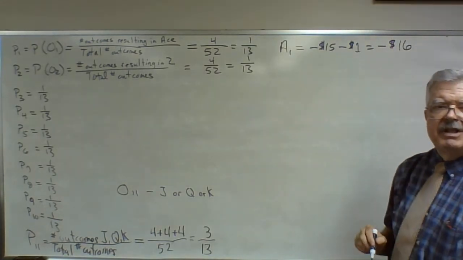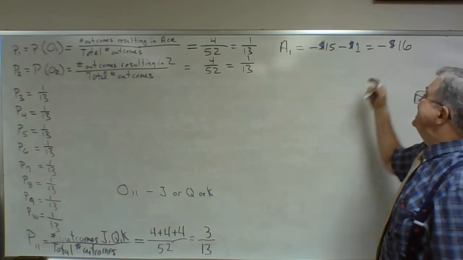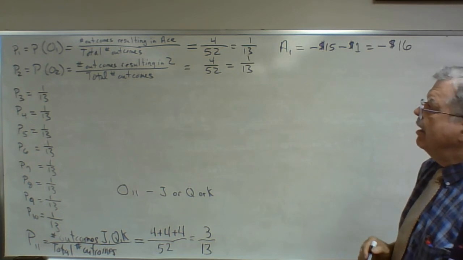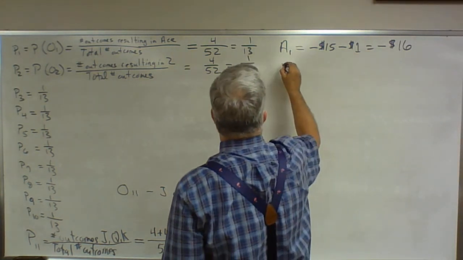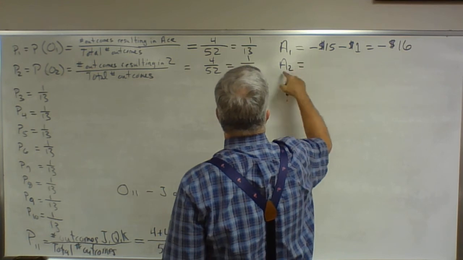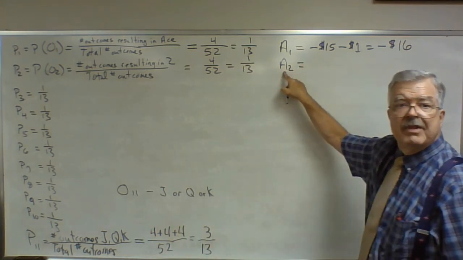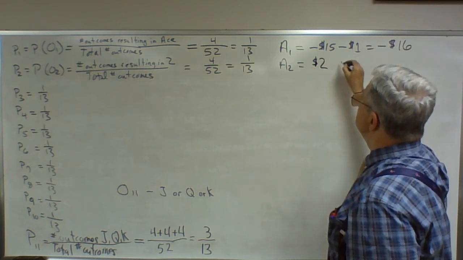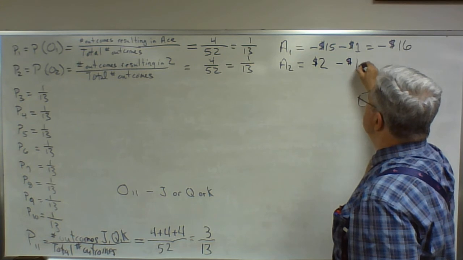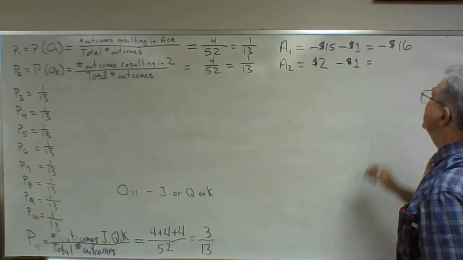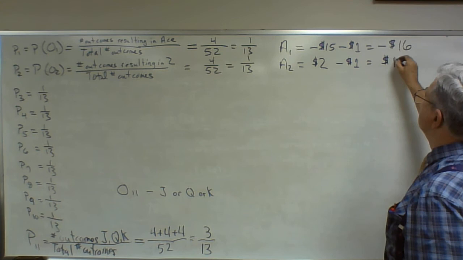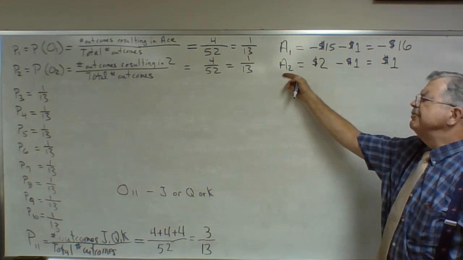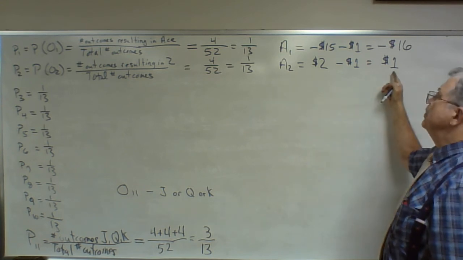So the amount gained if we get an ace is negative $16. We lose $16. Okay, probability that we get a 2. And the amount gained if we get a 2. If we get a 2, we win $2. But we have to pay $1 to play the game. So if we get a 2 or a deuce, we gain $1.